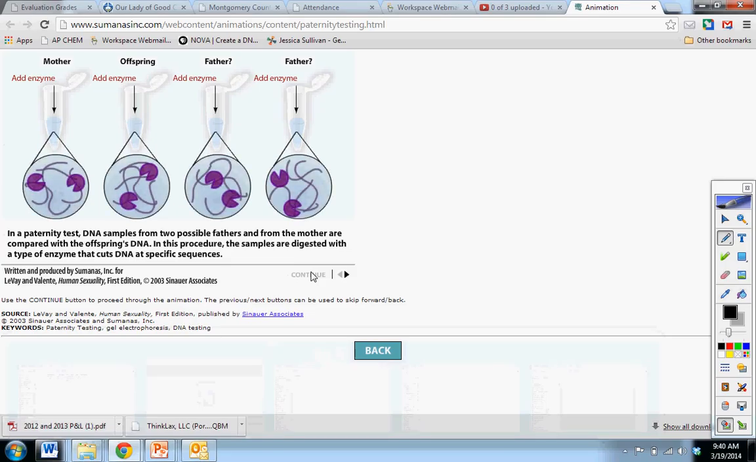All right, so we're going to add the enzyme. Look at Pac-Man going to work. What's Pac-Man doing? You missed it. Let me go back.